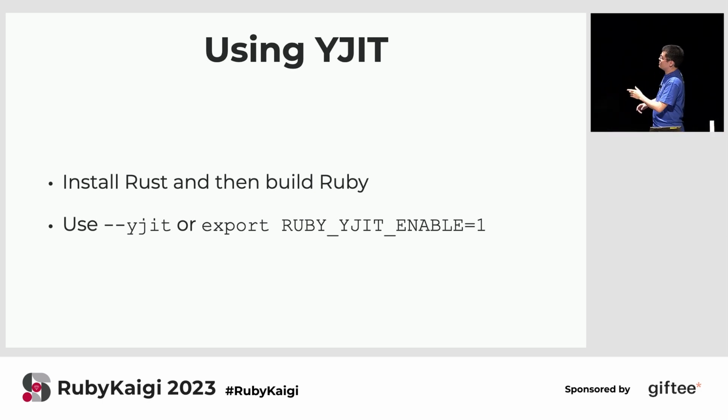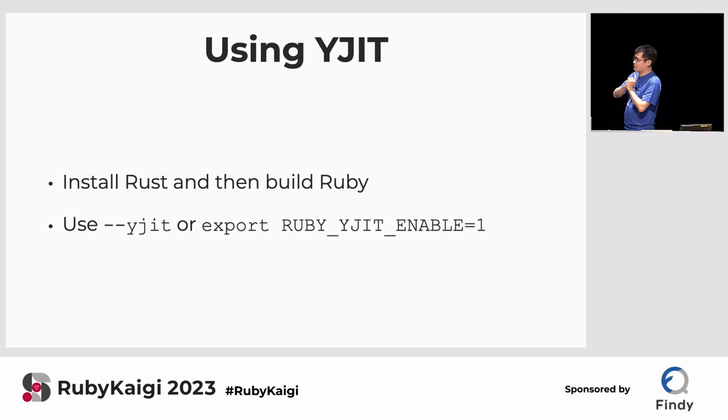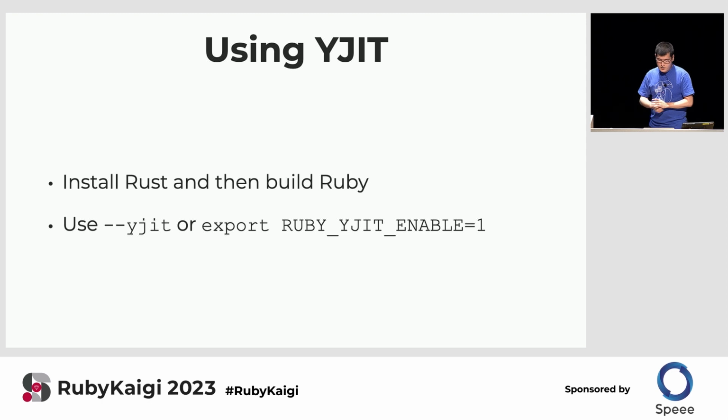To use YJIT, first of all, you have to build Ruby in an environment that has Rust installed, because YJIT is written in Rust. If the environment has Rust, the Ruby build script detects its existence and automatically enables YJIT for you. Once you build or install Ruby with YJIT enabled, you can enable it by passing --yjit to the ruby command, or by setting the environment variable RUBY_YJIT_ENABLE.